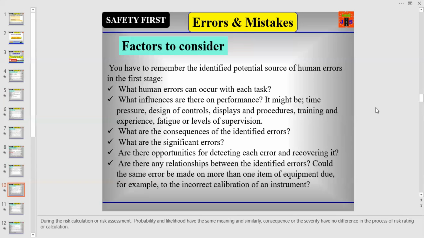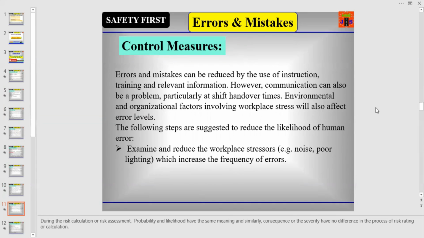What are the consequences of the identified errors? What are the significant errors? Are there opportunities for detecting each error and recovering it? Are there any relationships between the identified errors? Could the same error be made on more than one item of equipment due, for example, to the incorrect calibration of an instrument?